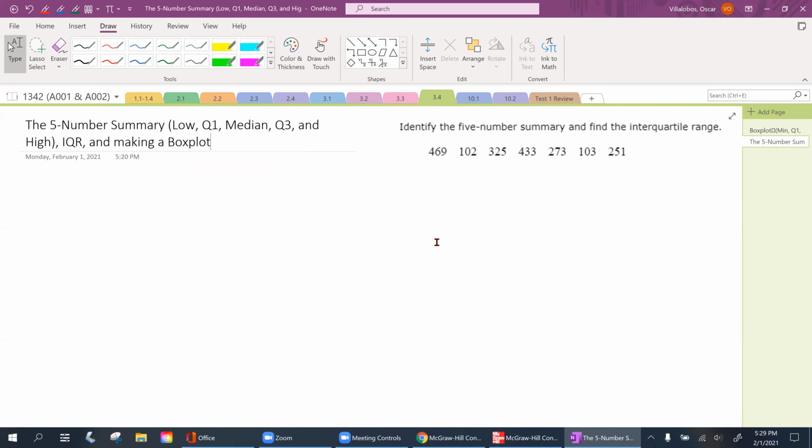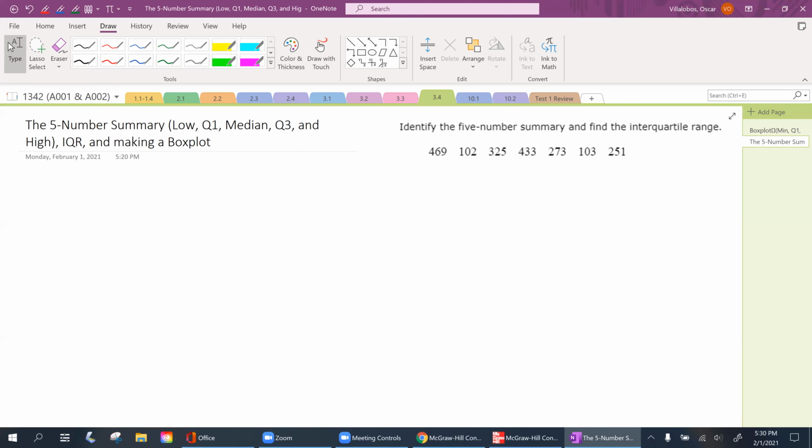So the 5-number summary is pretty much similar to what we did, but the definitions are a bit different. Low means min. Q1 is still Q1. Median is the same thing as Q2. Q3 is still Q3. And then high would just be my max value. Once I find that, I can go ahead and make a box plot. And while I'm at it, I'm also going to find the IQR.